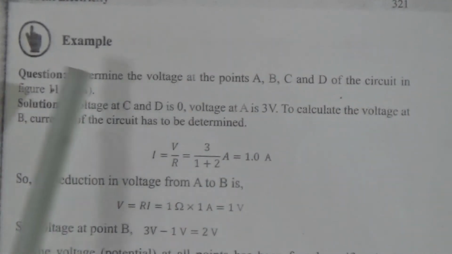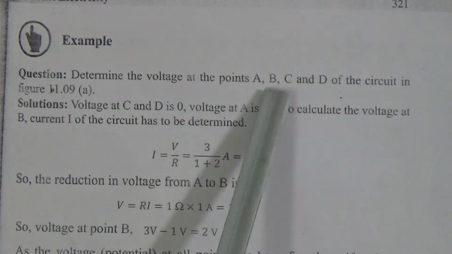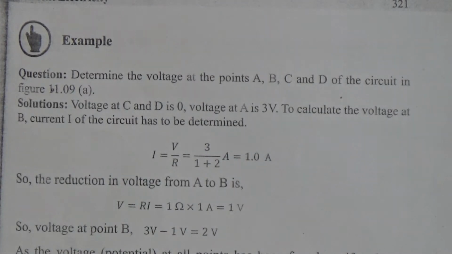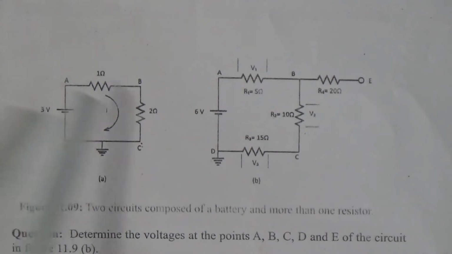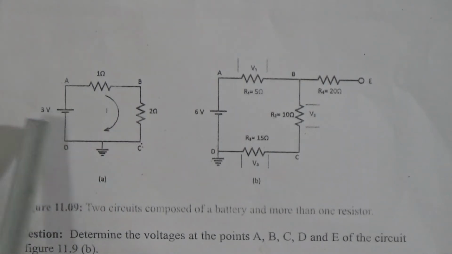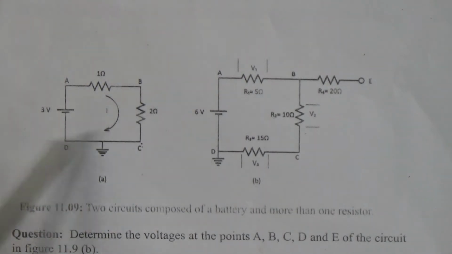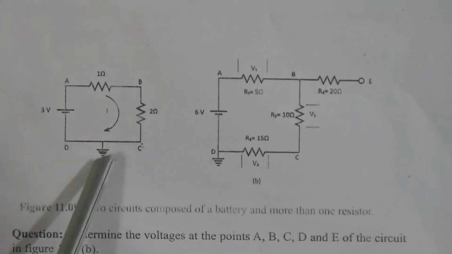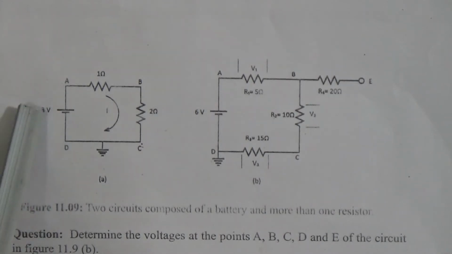This is an example: determine the voltage at points A, B, C and D of the circuit in this figure. We have to find out the voltage at points A, B, C and D. The voltage at C and D is 0, because this terminal is connected to the earth, that's why their voltage will be 0, and the voltage at A is 3 volt, as given here.